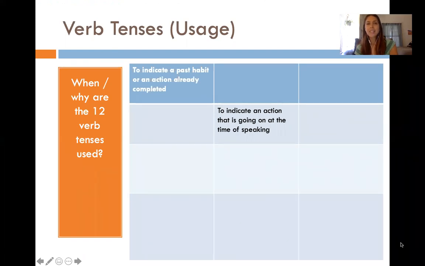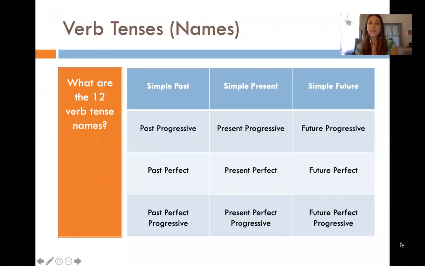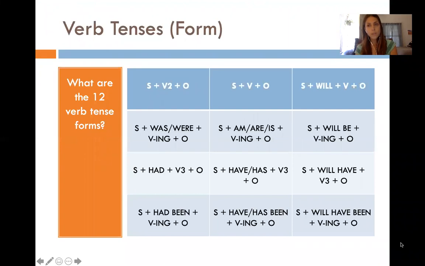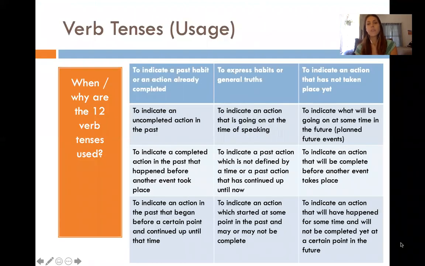Okay, so at this point, you should have found your worksheets. If you couldn't, that's okay. You can send me an email and I can send them to you. And then you should also have filled in this chart. So this chart at this point should have the names, the forms, and now the usage. Now, this is really kind of like fancy phrasing of when we use them. You do not need to memorize this phrasing, like to indicate, blah, blah, blah. Just write down whatever we wrote down in our worksheets, in our charts, okay?